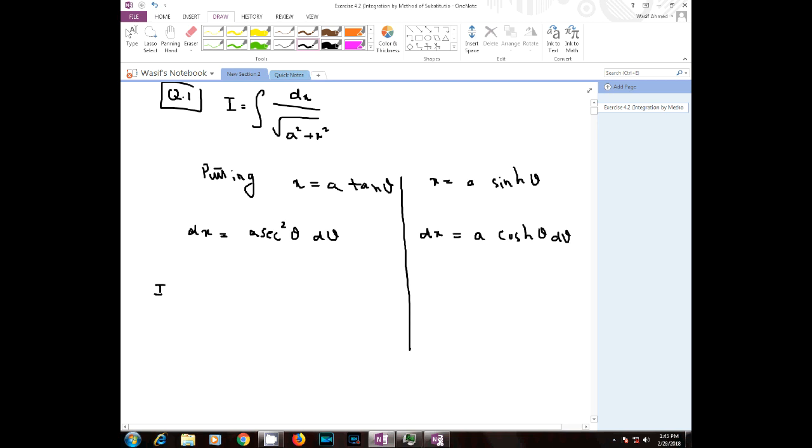Then your integral I becomes I equal to dx. Dx has to be replaced with a secant square theta d theta divided by square root a square plus x square, and a square has to be written as it is plus x square. Square of x is a square tan square theta.